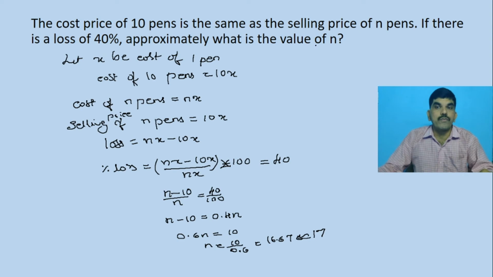Because here it is given a loss of approximately 40%. What is the value of n? So when n is equal to 17, then the loss is approximately 40%.